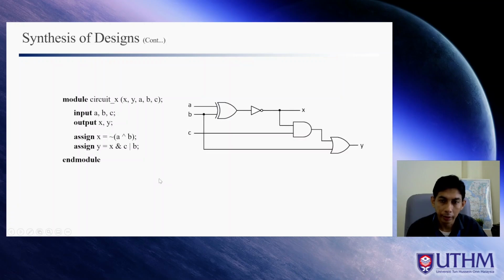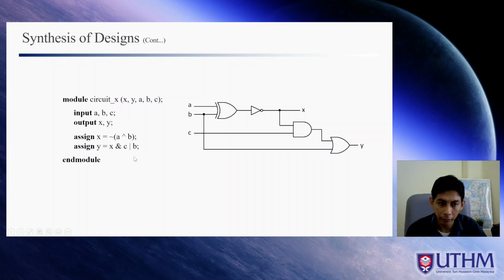Okay, so in this case, for example, if we have this data flow modeling style, it is easy to synthesize to the circuit, because you have the Boolean equation. So this is very easy for us to convert to a circuit. For example, x should be not (a XOR b). So we have a XOR b, and we have not, and we have x. So this is exactly this part.